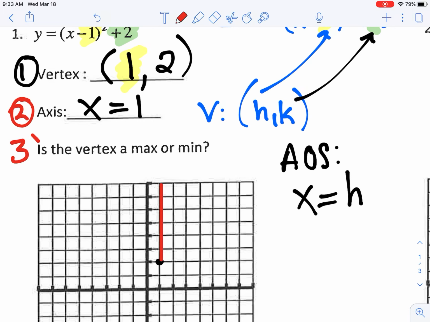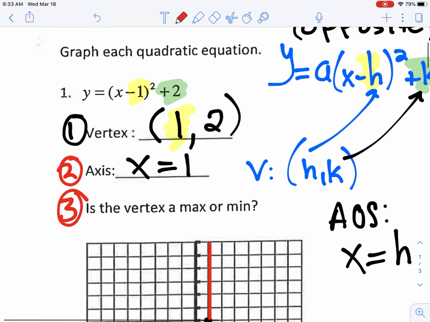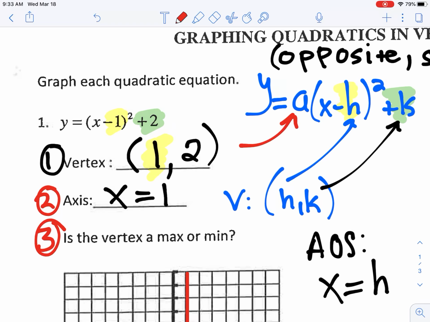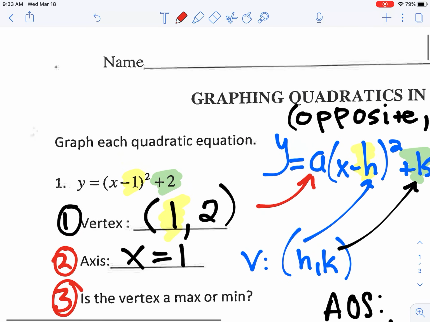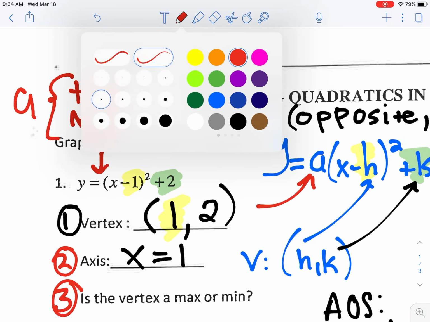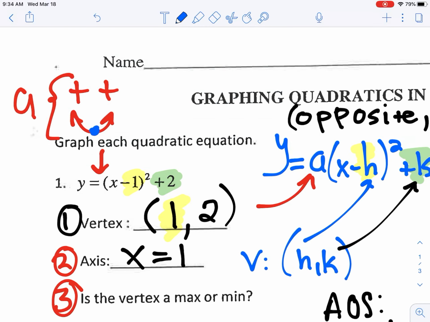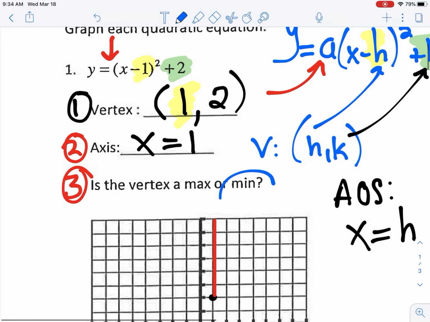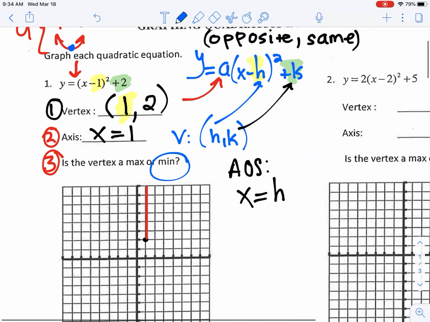The third thing is to understand, does our parabola open upward or downward? So if a is positive, our parabola is happy, it opens upward. And in this instance, since there's no negative, you know it's positive, and our parabola opens upward, which means that it has a minimum point, the lowest part of the parabola. So we'll circle minimum. But at the same time, you can answer that after you graph, just to view that it is a minimum. All right, so now we're going to go ahead and graph our a value.